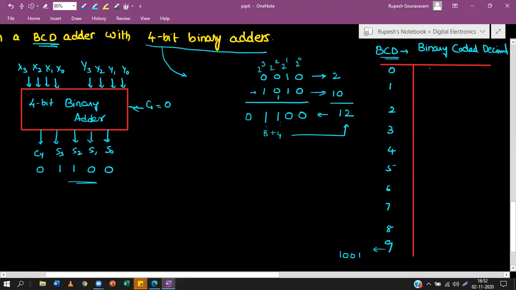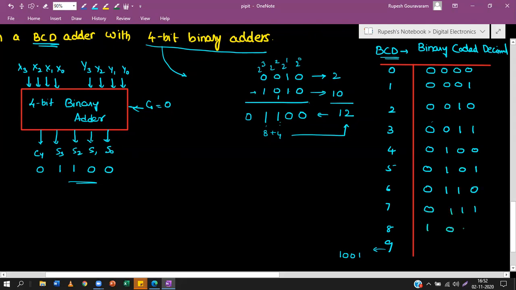So first one is 0. 0 is represented as 0000. Then 1 as 0001. 2 is represented as 0010. Then 3 as 0011. 4 as 0100. 5 as 0101. 6 as 0110. 7 as 0111. 8 as 1000. And 9 as 1001. Okay, so this is the binary coded decimal.